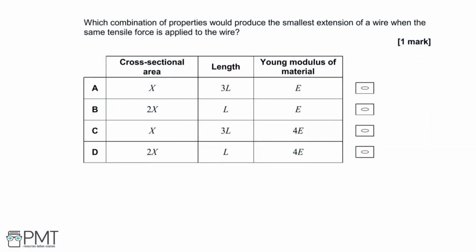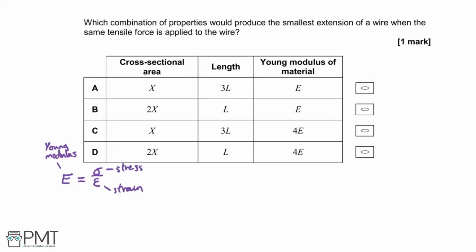Which combination of properties would produce the smallest extension of a wire when the same tensile force is applied to the wire? And we've got a table here with different multiples of cross-sectional area, length, and Young modulus. What we need to do first of all is write down the equation that ties all of these together. So first of all, I've written that Young modulus E is equal to stress divided by strain, so stress being that sigma and strain being that epsilon.